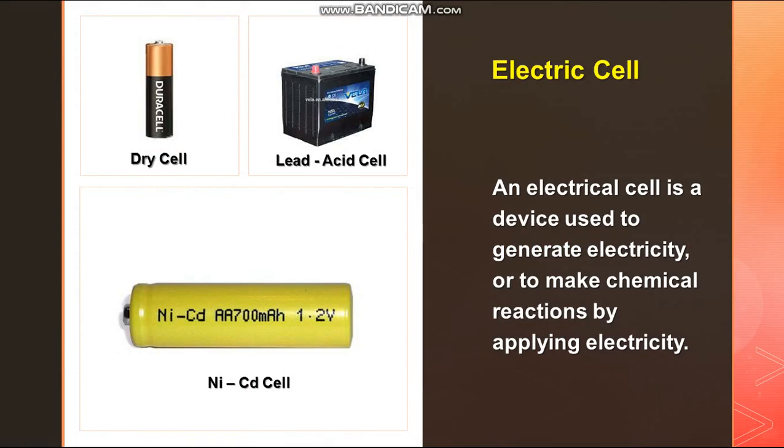A source is required to produce a uniform flow of charge in a circuit. Such a general device is an electric cell. So what is an electrical cell? An electrical cell is a device used to generate electricity or to make chemical reactions by applying electricity.